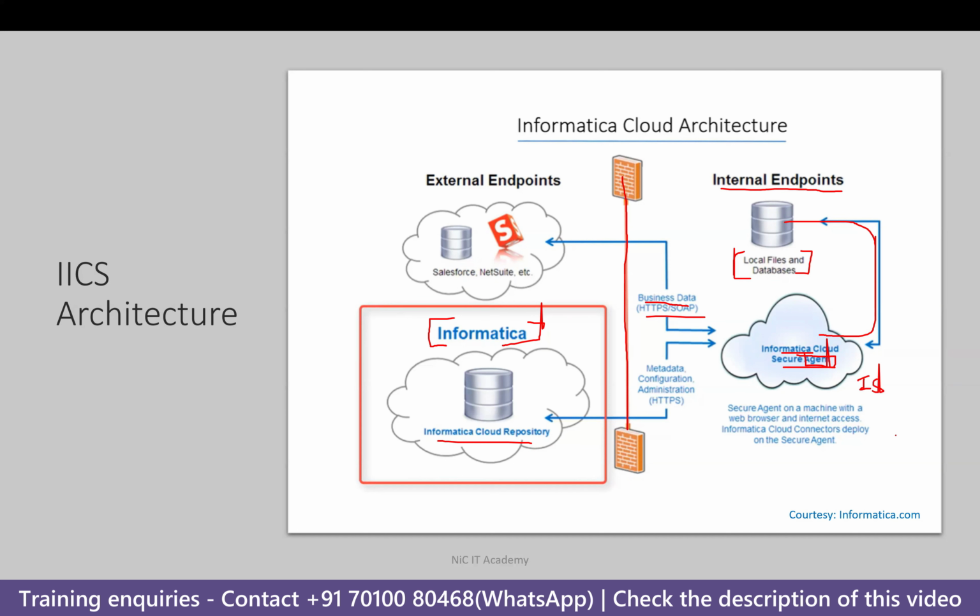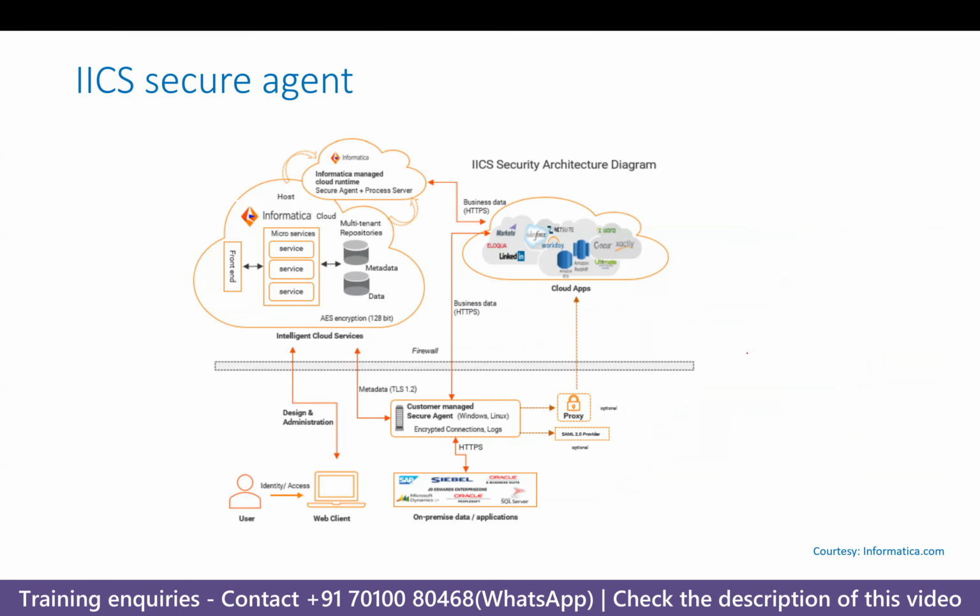You know the integration service in PowerCenter, right? It is responsible for three different threads: reader thread, transformation thread, and writer thread. Similarly, the secure agent reads the data from the internal endpoints, transforms it based on the transformation logic available in Informatica Cloud, and then loads the data. This in the cloud is metadata, not business data. This one is the business data. This is what the secure agent does.